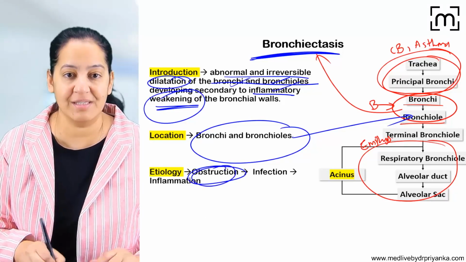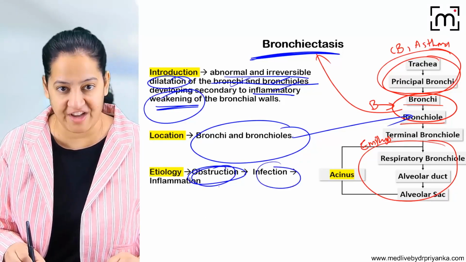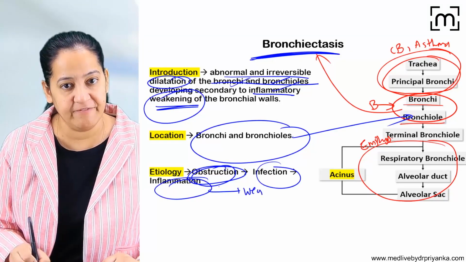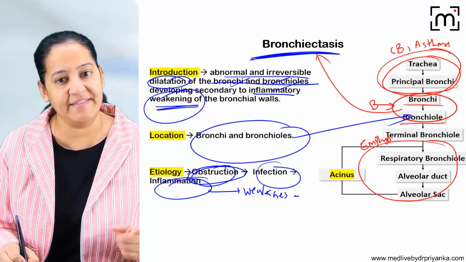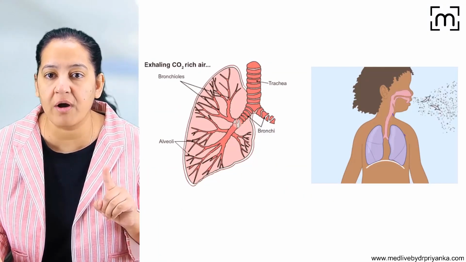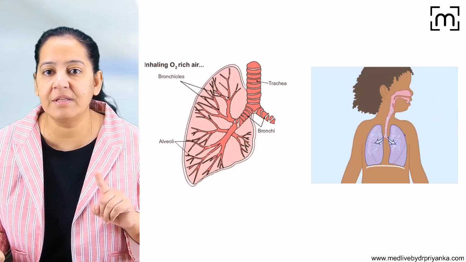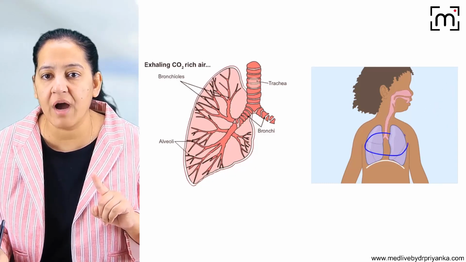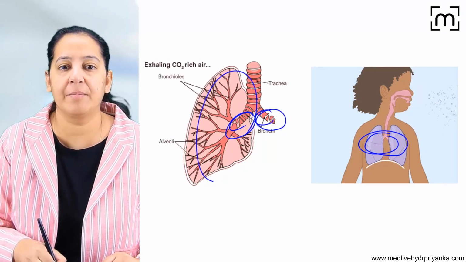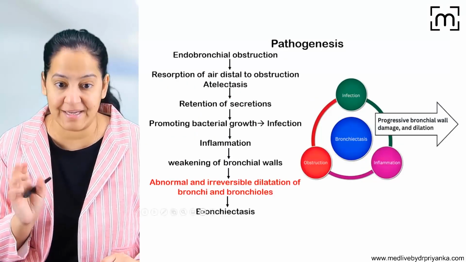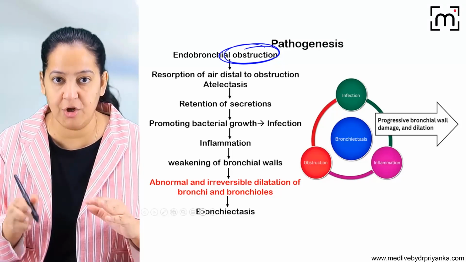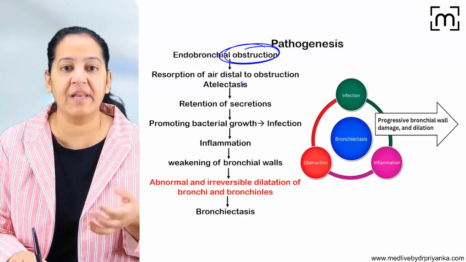Etiology starts with obstruction. Obstruction leads to infection, infection leads to inflammation, inflammation leads to weakening of the wall, and that leads to dilatation. So draw this flow chart. You can see it's a disease of bronchi, these are the 2 bronchi, right and left principal bronchi, and the bronchioles. So it's a disease of bronchi and bronchiole that get dilated. So what is the pathogenesis? I told you it starts with obstruction. Whenever there is an obstruction in the lumen, obstruction leads to atelectasis.